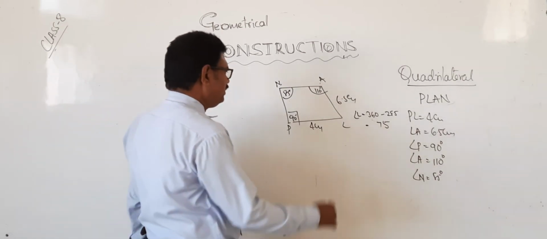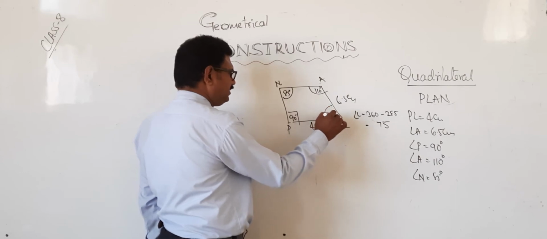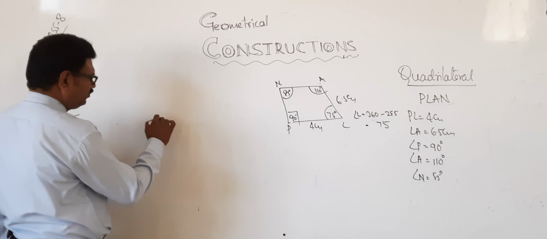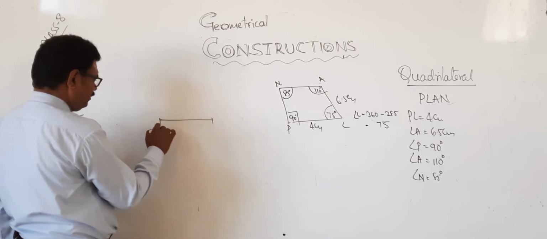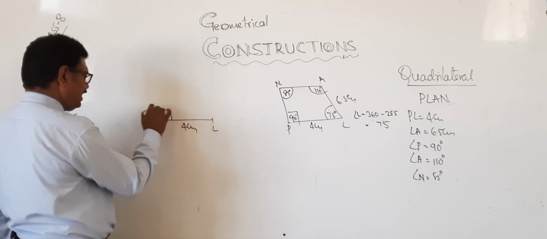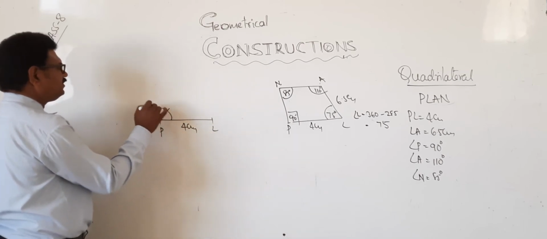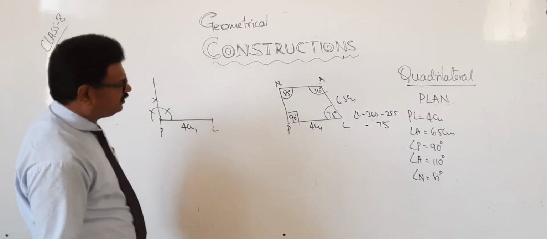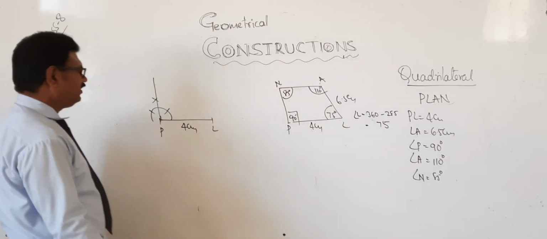285. Therefore, what is this angle? 75 degrees. Now we can draw very simple. First you take PL. How many centimeters? 4 centimeters. Angle P, yes, 90 degrees, like this. Next, angle L, 75.